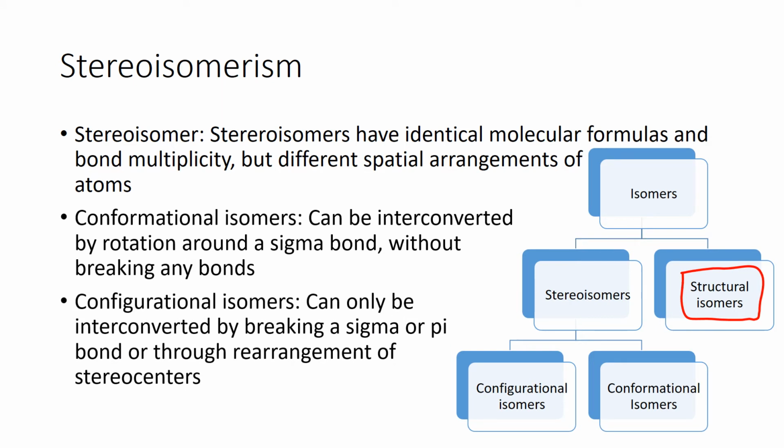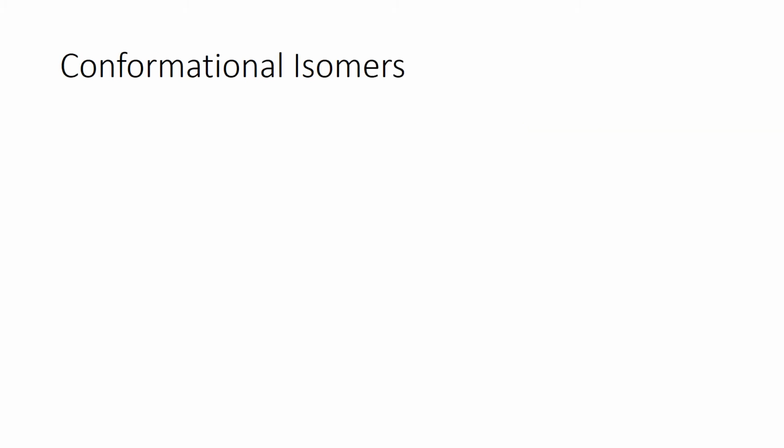So conformational isomers are really rapidly interconverting, and you don't have to break any bonds to go from one isomer to the other. Configurational isomers, on the other hand, can only be interconverted by breaking a bond or by rearranging atoms. Okay, so conformational isomers, you're going to have both occurring rapidly. Configurational are going to be a little harder to change from one to the other. Okay, so let's talk about conformational isomers first.